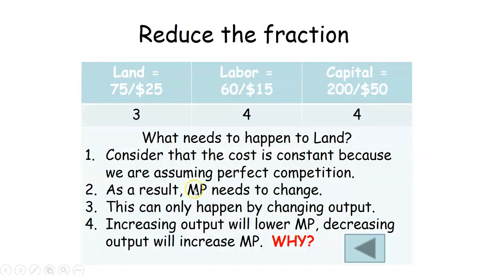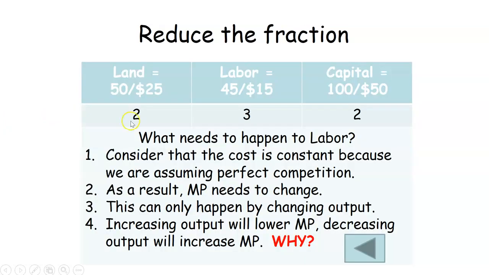Firm C should be 3 for land, 4 for labor, and 4 for capital. Notice labor and capital are equal this time. Land is not. Land is too low. So to bring this number up, I'm going to need to increase the marginal product per dollar. To increase the marginal product per dollar, we're going to have to use less of it. So we're going to use less land to raise that 3 to a 4.